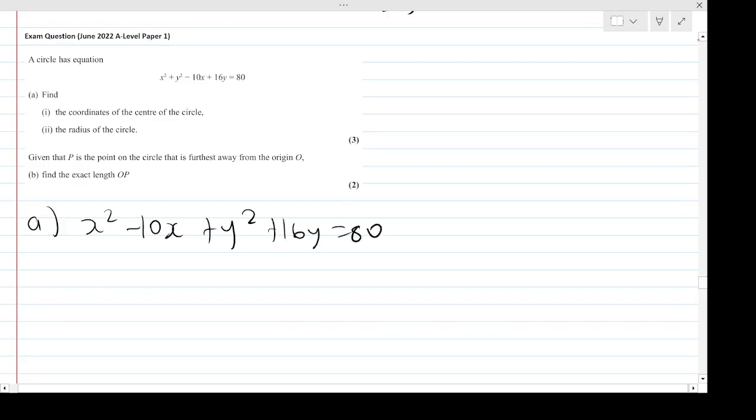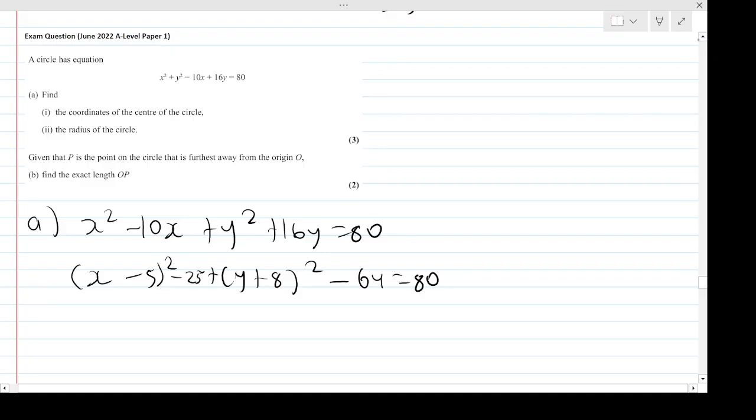Then we can complete the square in x and y. So we have x, half of minus 10 is minus 5, all squared. Add y, half of 16 plus 8, all squared. And that's minus 64 is equal to 80. Oh, and I should say minus 5 squared, minus 25. My apologies there, I missed out that number.